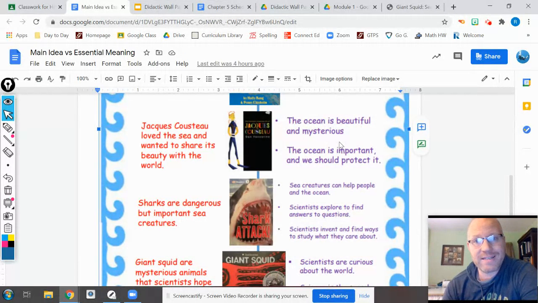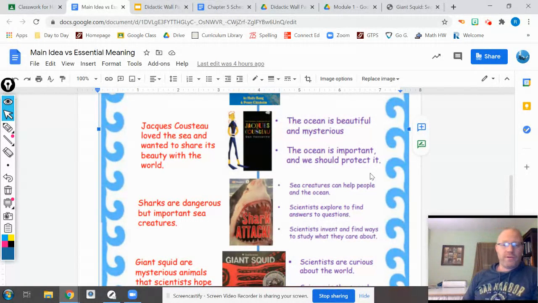So this is an essential meaning, and it's to us. We're gaining knowledge that the ocean is beautiful, but it's also mysterious because we only know a little bit about it. The ocean is important, and we should protect it. So Jacques Cousteau wasn't just trying to tell us that it's beautiful, but also that it's important to us, and we need to protect it. So that's how it connects to the world.